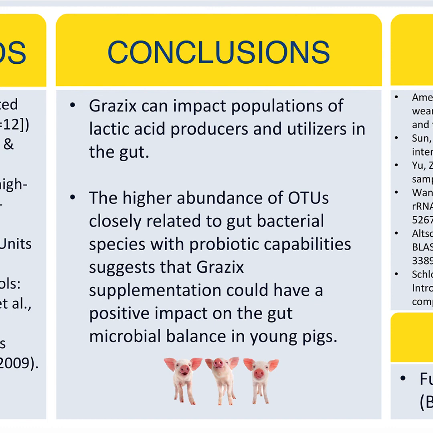So with these results, we were able to conclude that Gray 6 can impact the populations of lactic acid producers and lactic acid utilizers in the gut, which means that it can generate a balance in the gut by promoting bacterial species with probiotic capabilities. So with this, we can conclude that the product Gray 6 can have beneficial effects in the gut of nursery pigs or post-weaning pigs.